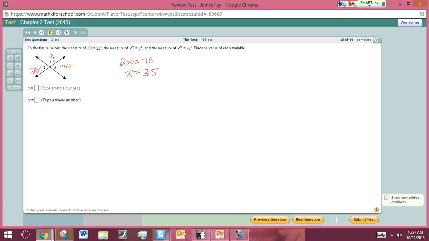Now these two angles have to be a linear pair. If one of them is 70, the other one has to be 110. So y has to be 110.